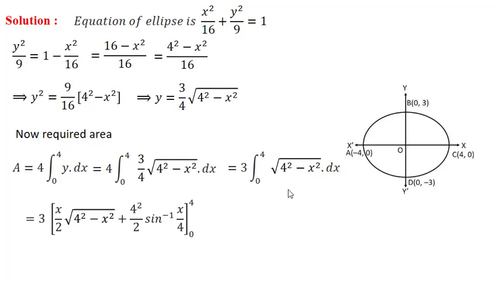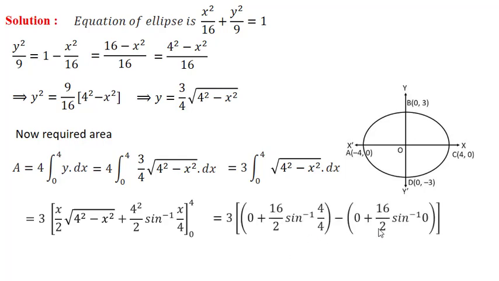Integration of root of a square minus x square is x upon 2 root of a square minus x square plus a square upon 2 sin inverse x upon a, and we have to use the limit 0 to 4. So apply the limit. After application of limit you will get the required area, which is 12 pi. So the area of ellipse is 12 pi.